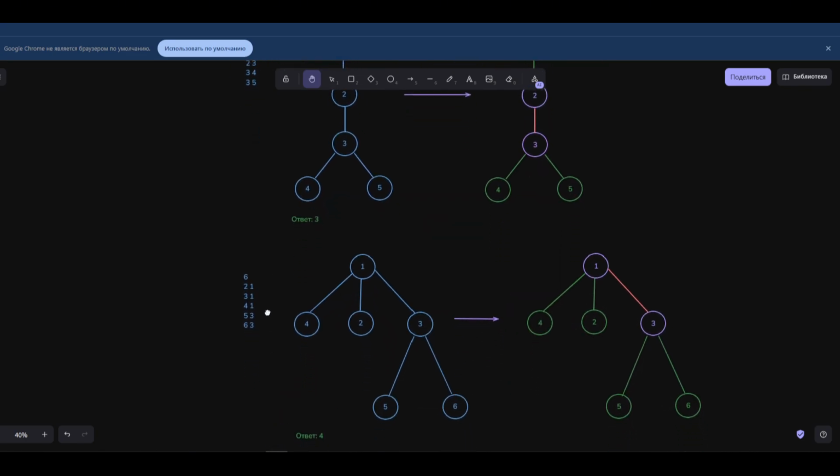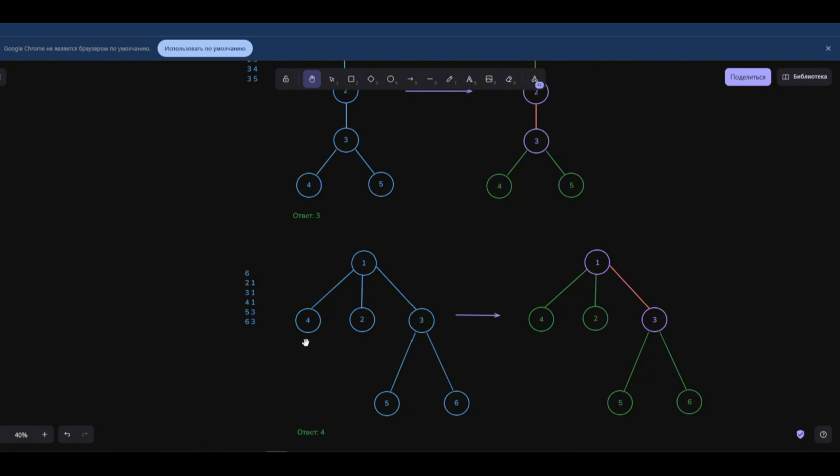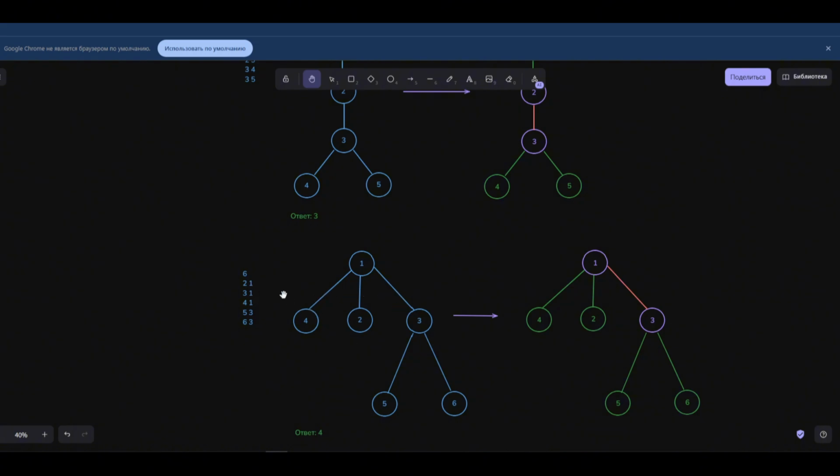Next, let's consider this example. We have 6 vertices here, and the optimal choice for us would be to select vertices 1 and 3. In this case, we will have 2 components left on the side of vertex 3. The side of vertex 1 also gives 2, so we get 4 in total. There's no better way here, but basically, if we have 2 vertices chosen, the maximum can become 4 out of 6.